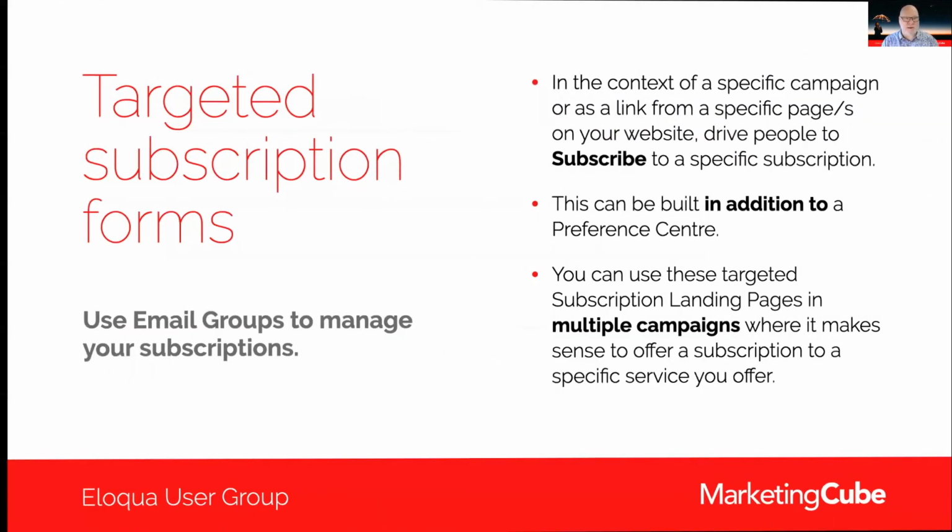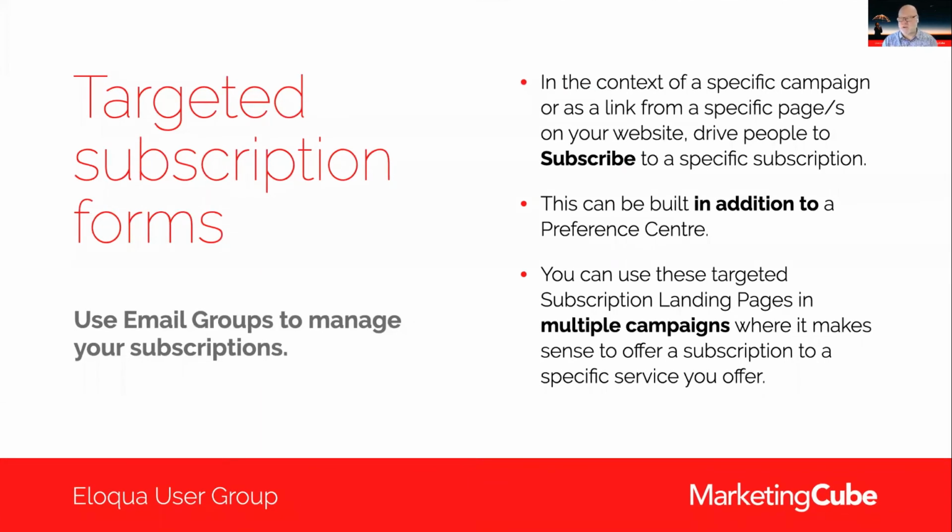So another one would be targeted subscription forms. So I showed you earlier, we'll show you here again just quickly, the use of specific subscriptions. You may or may not be using email groups within your organization to do that. If you're not, I'd encourage you to have a think about it. It really works well. So the Eloqua user group is a subscription as far as Marketing Cube is concerned, and is in fact its own email group contained within our platform.